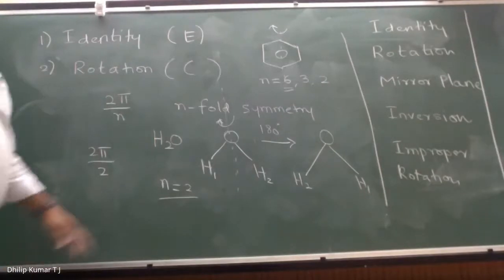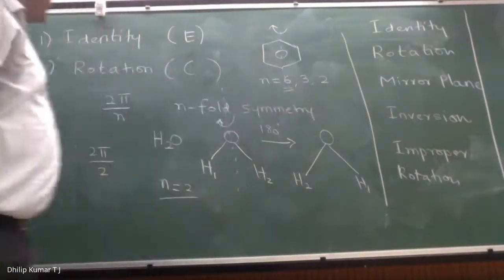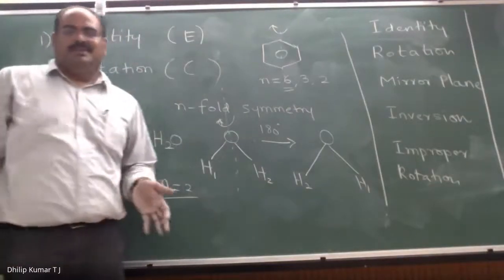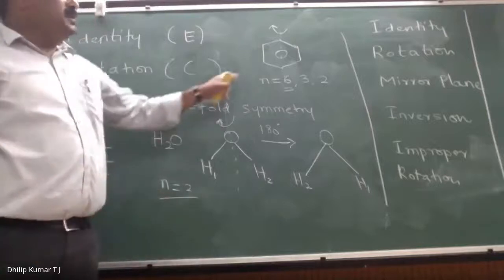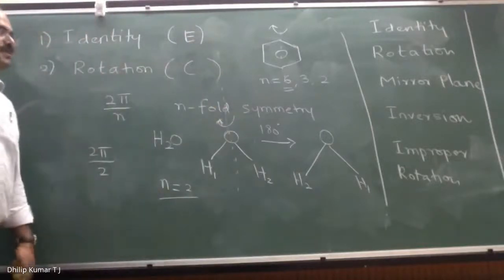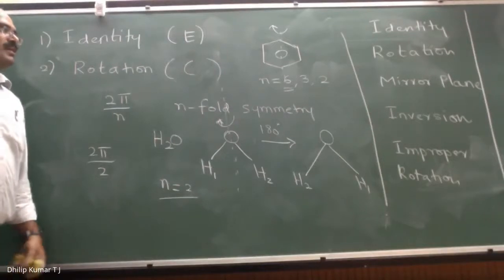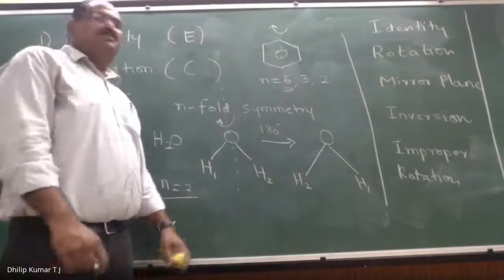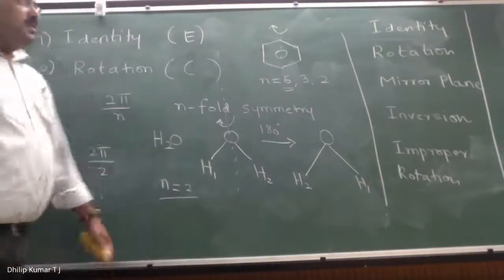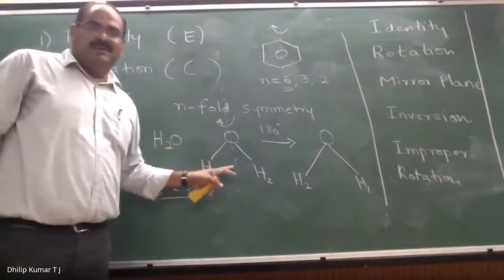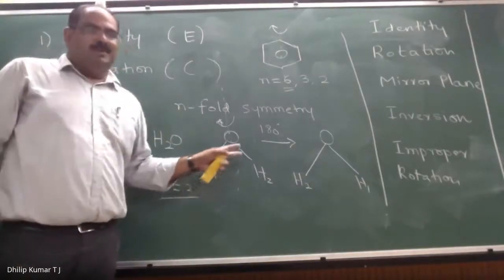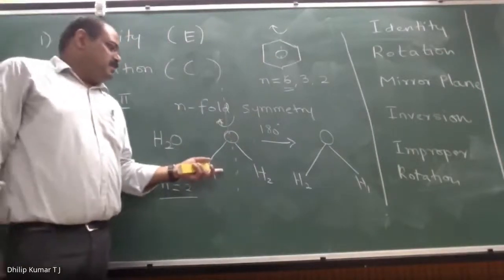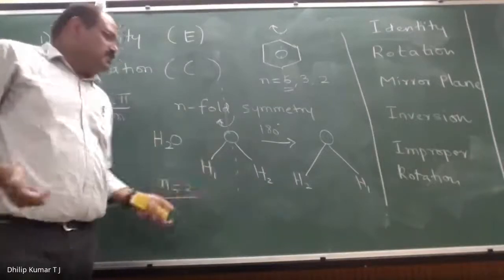So these are all called axes of rotation or rotational axes. The one with the maximum n is called the principal axis. So in benzene there are multiple rotational axes present, and n is maximum, which is 6. So that is called the principal axis of rotation. Whereas the water molecule, which we considered earlier, has only one rotational axis. So we call that one the principal axis.